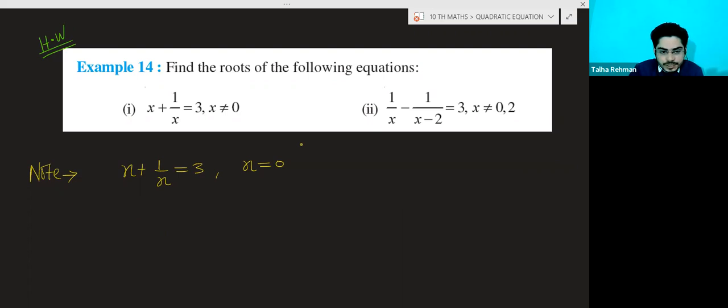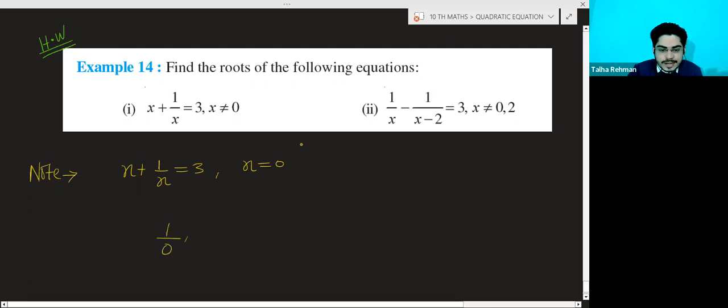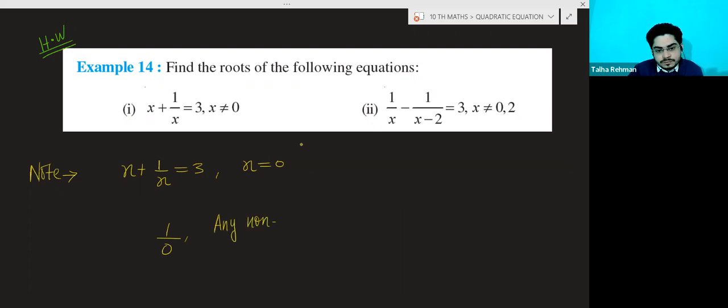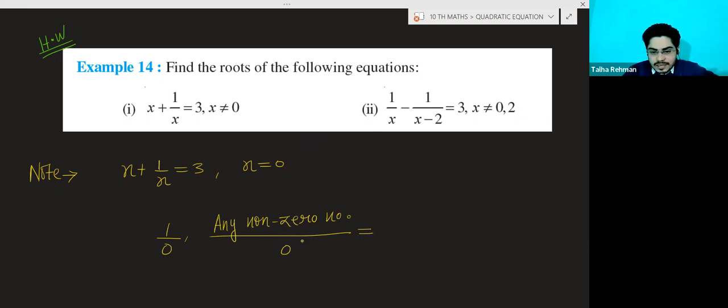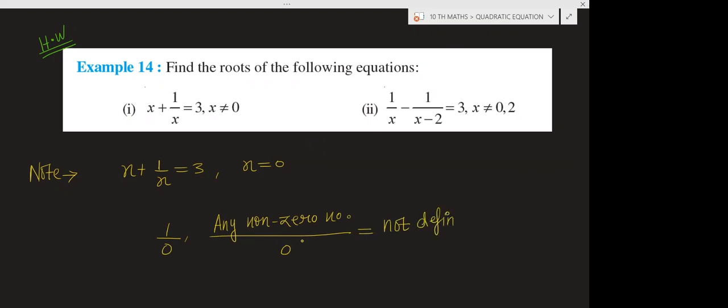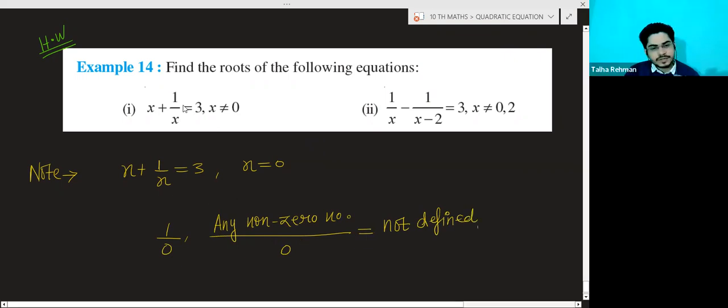If you put 1 by 0, or any non-zero number divided by 0, that is 5, 6, 7, 8, minus 10, other than 0, then this is not defined in mathematics. That is why we can solve this quadratic equation. I know you can solve this and this also very easily. But the meaning of this, they have written here x not equal to 0 and 2.